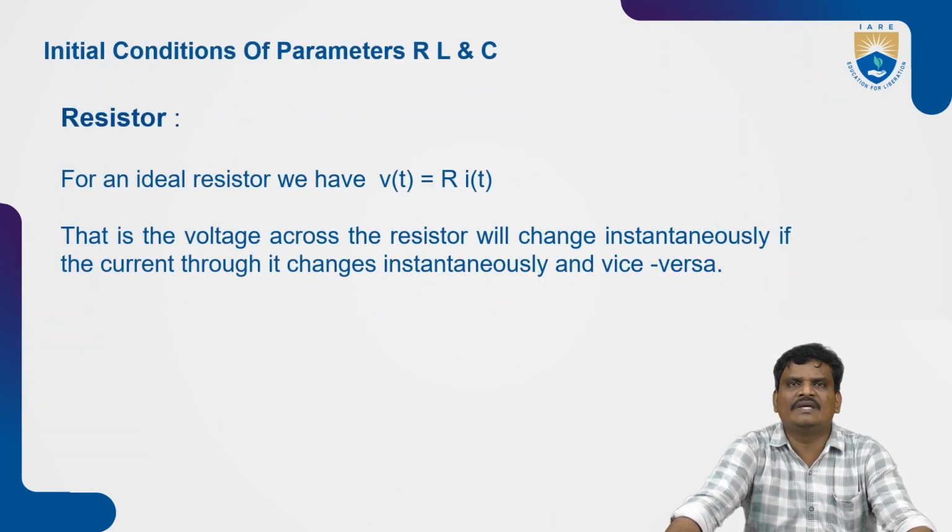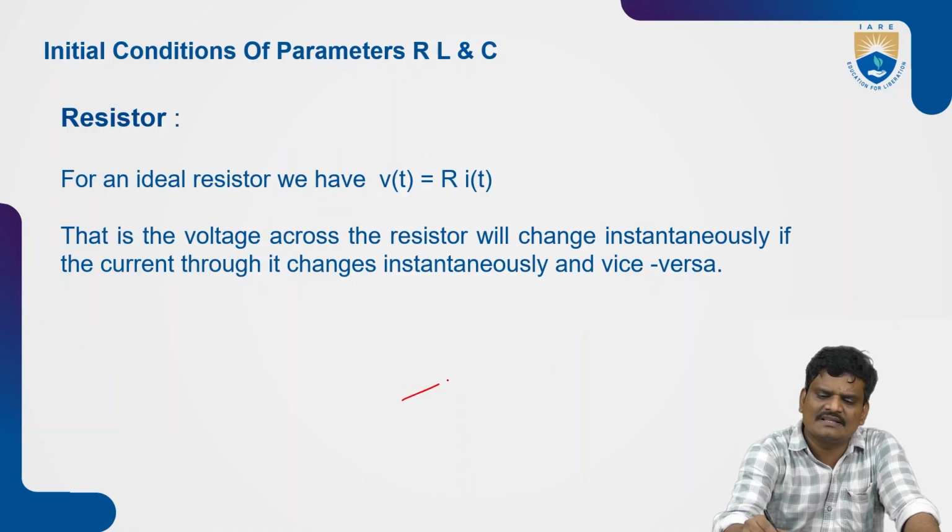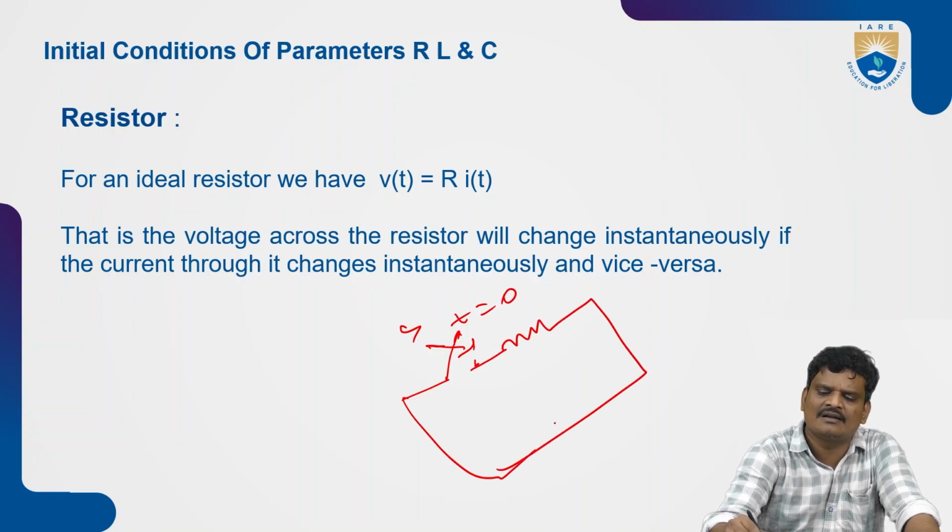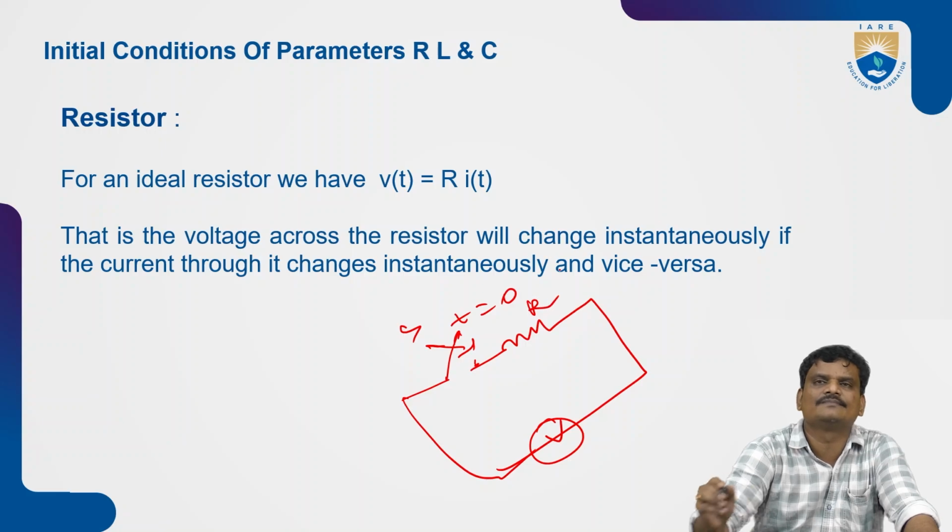Now we will study the behavior of each and every passive element under transient conditions. Suppose I have a switch S like this at t equal to 0, and I am connecting a resistor called R by applying a voltage V.